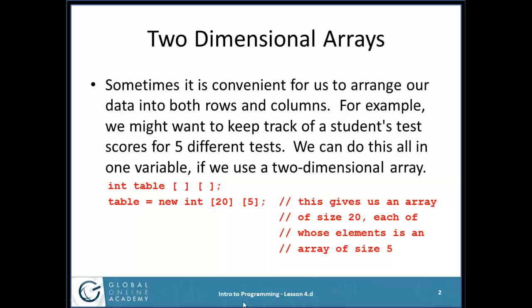So let's say I've got a table. I can say int table square brackets again. That says I'm going to have a variable called table that's going to contain a number of elements, each of which is an int. But I'm going to refer to it with a first index and a second index. Then when I do my new statement, table equals new int 20 by 5, this gives us an array of size 20, each of whose elements is an array of size 5. So I've got 100 elements overall.